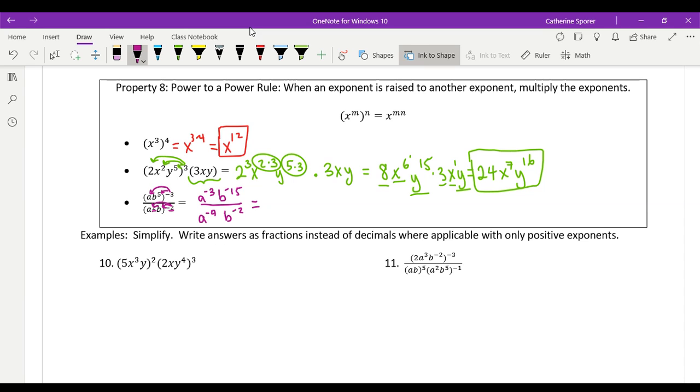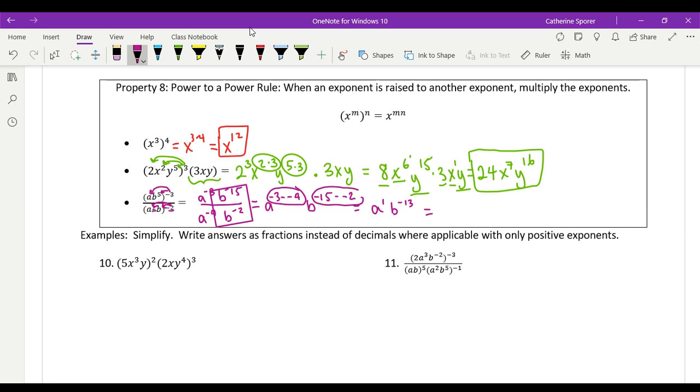So now we would use the quotient property, which says subtract the exponents. So for the a's, that would look like a to the negative 3 minus negative 4. For the b's, that would look like b to the negative 15 minus negative 2. And that is a to the negative 3 minus negative 4 is positive 1. b to the negative 15 minus negative 2 is b to the negative 13.